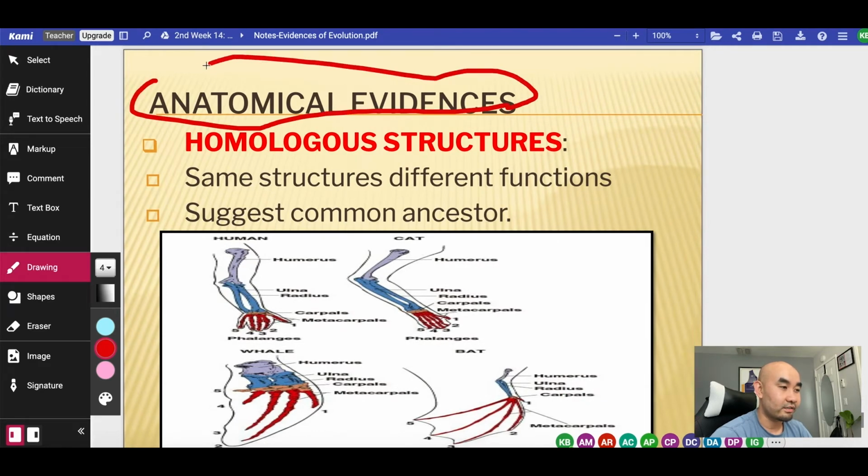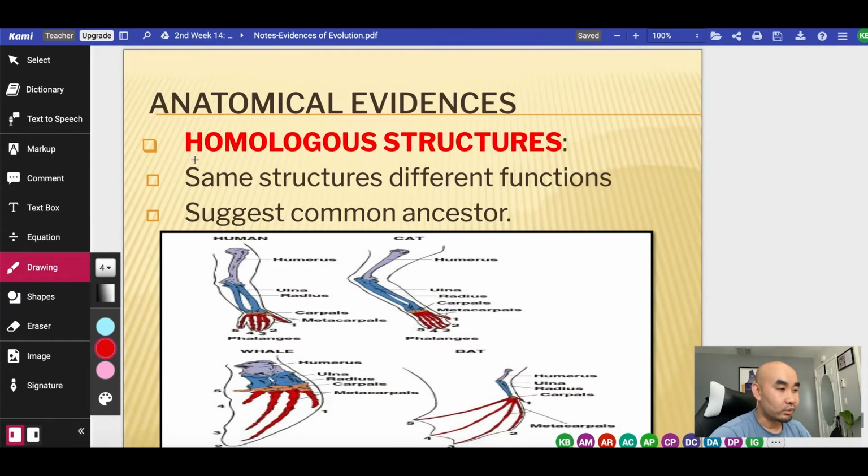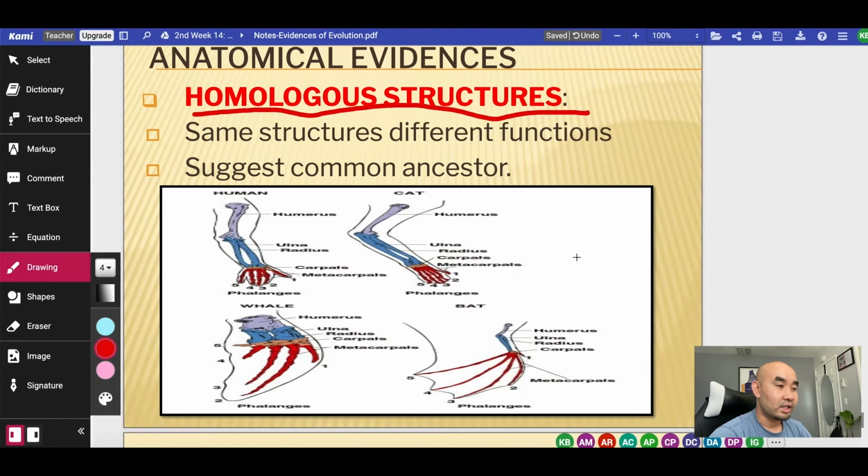So what are the different types of anatomical evidence that he used to support the theory of evolution, or that a lot of evolutionists nowadays use to support it? The first thing is what we call homologous structure. What is a homologous structure? It technically means same structure, but different function, right? Example: human arm, cat arm, whale fin, bat wings.